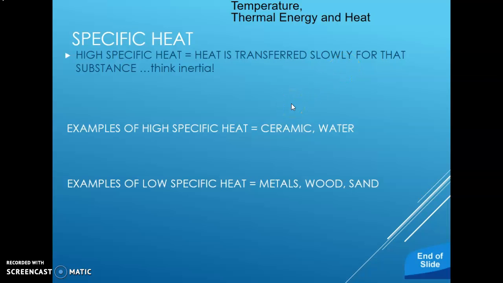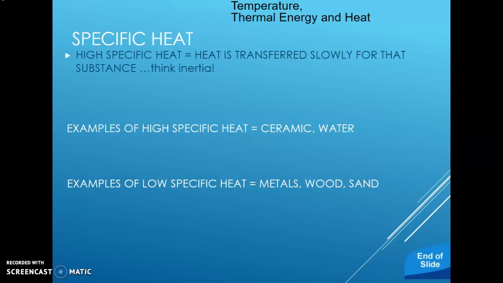Okay. So examples of high specific heat would be ceramic or water, with water being king. Nothing has a higher specific heat capacity than water. Okay. And then down here we have examples of low specific heat: wood, sand, dirt, rocks. And that will have implications, as you'll see a little bit further in the slides here.